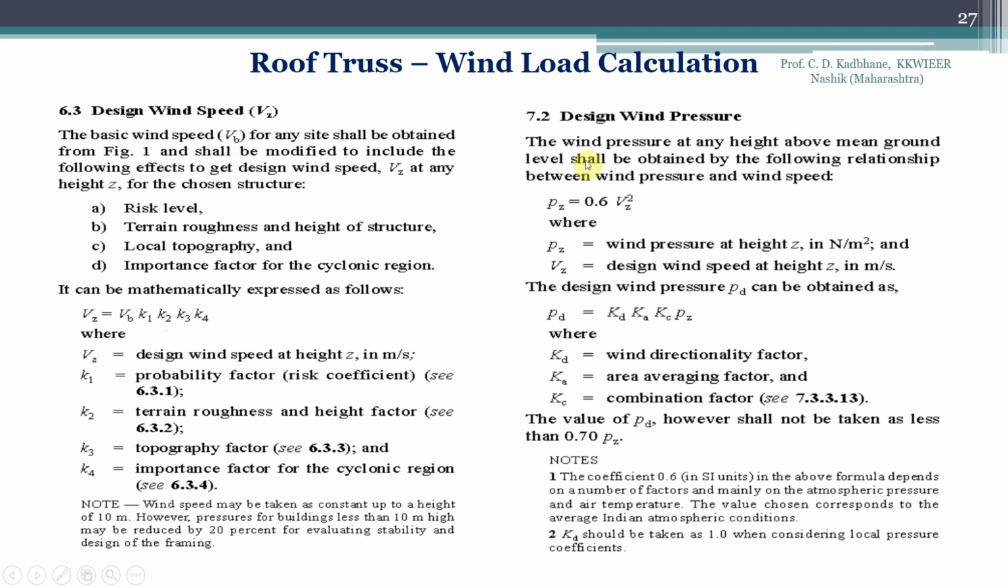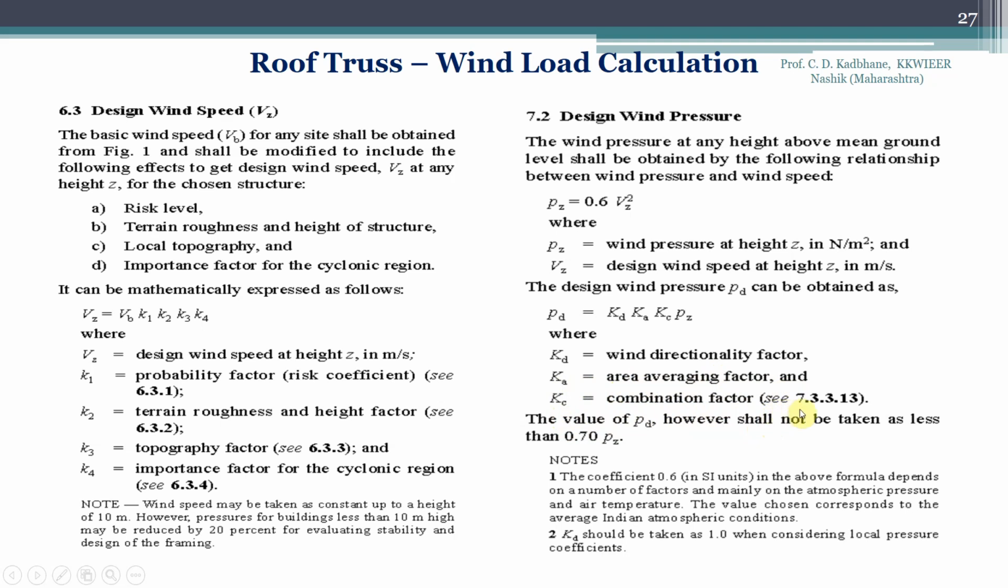Similarly, for design wind pressure, the formula mentioned in the IS code is Pz equal to 0.6 Vz square, where Pz is the wind pressure at height z in Newton per meter square and Vz is the design wind speed at height z in meter per second. Now the design wind pressure Pd can be obtained as Pd equal to Kd into Ka into Kc into Pz, where Kd is the wind directionality factor, Ka the area averaging factor and Kc the combination factor.